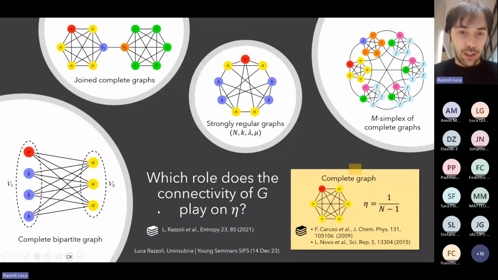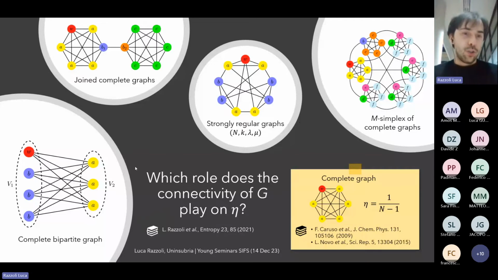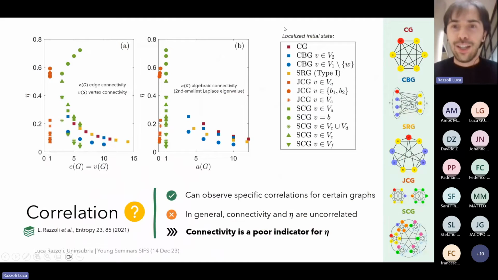In this work, we have investigated a purely coherent quantum transport modeled by continuous time quantum walks on graphs with the purpose of investigating whether there is a possible correlation between the connectivity of the graph and the resulting transport efficiency for the walker. So we have considered different graphs having different regularity, symmetry, and connectivity. And we focused in this slide only on localized initial states.